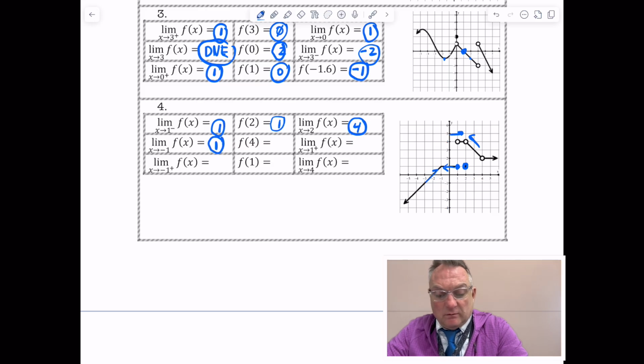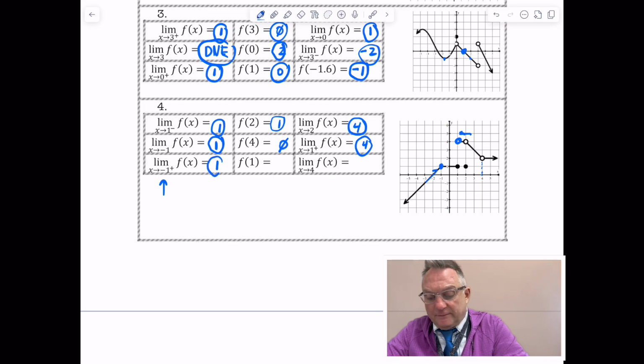Okay, I'm going to erase this mess. And then they want me to find f of 4. So f of 4 is undefined because there's an open circle there. The limit when x approaches 1 from the positive side is approaching this open circle, which is a y value of 4. The limit when it approaches -1 from the positive side, that's approaching this point right here, which is also 1.